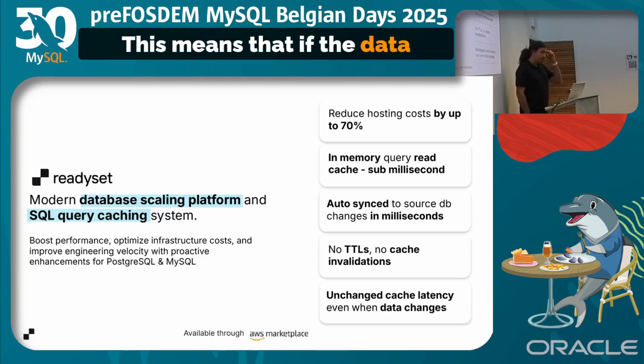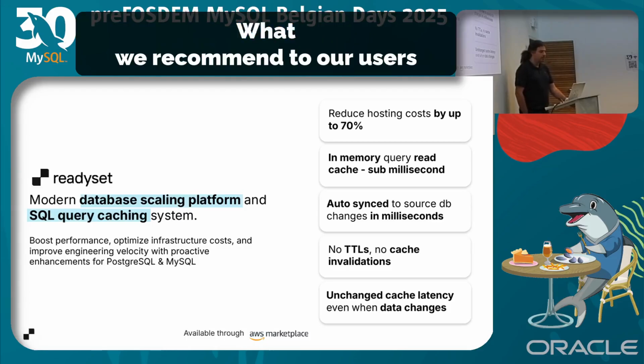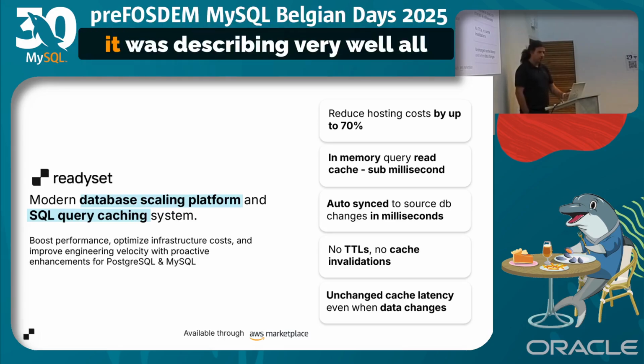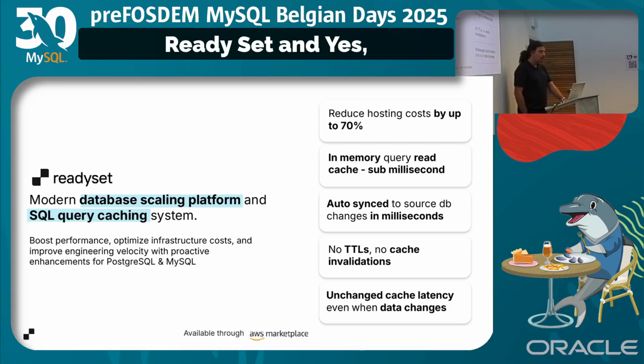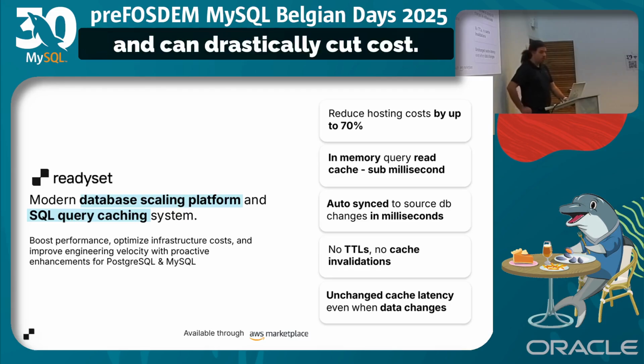This means that if the data changes on the database server, you are still getting stale data from ProxySQL because it's based on TTL. If instead you would like to have real-time cache, what we recommend to our users is to use Readyset. There was a presentation this morning. It was describing very well all the characteristics of Readyset. And yes, using Readyset is very, very useful and can drastically cut costs.